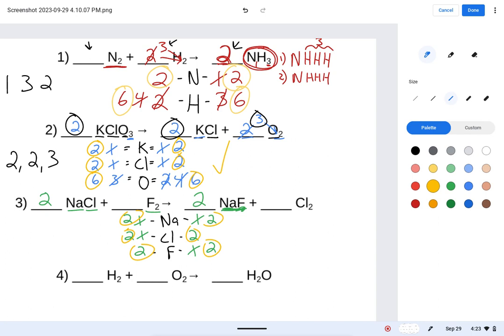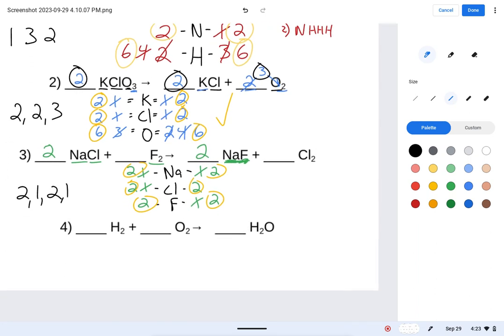The answer to this one should be 2, 1, 2, 1. So the first one is 1, 3, 2. The second one is 2, 2, 3. And the third one is 2, 1, 2, 1. We're going to do number 4, and we're going to call it quits. I'll move this up a little bit.